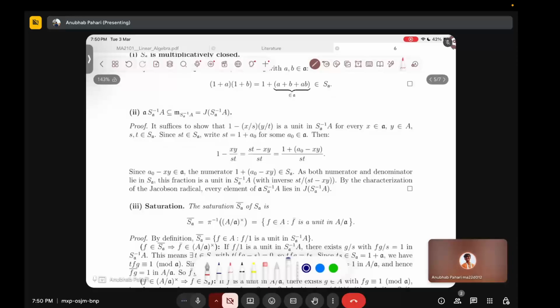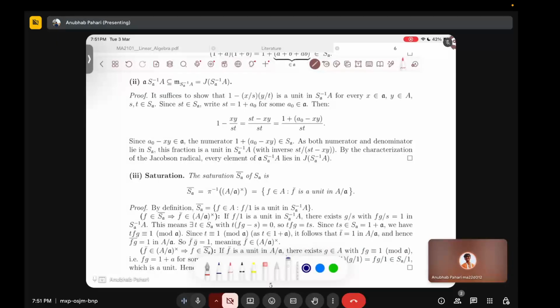Now A of S_A inverse A belongs to the Jacobson radical of S_A inverse A. In this case, we have to show that it is contained in there. It suffices to show that 1 minus (x/s)(y/t) is a unit in S_A inverse A for every x belonging to A, y belonging to A, and s, t belonging to S_A. Since st belongs to S_A, write st as 1 plus a0 for some a0 of A. Then 1 minus xy/st equals (st minus xy)/st, which is (1 plus a0 minus xy)/st. Since a0 minus xy belongs to A, the numerator 1 plus a0 minus xy belongs to S_A, and both numerator and denominator lie in S_A. This fraction is a unit in S_A inverse A. By the characterization of the Jacobson radical, every element of A S_A inverse A lies in J of S_A inverse A.